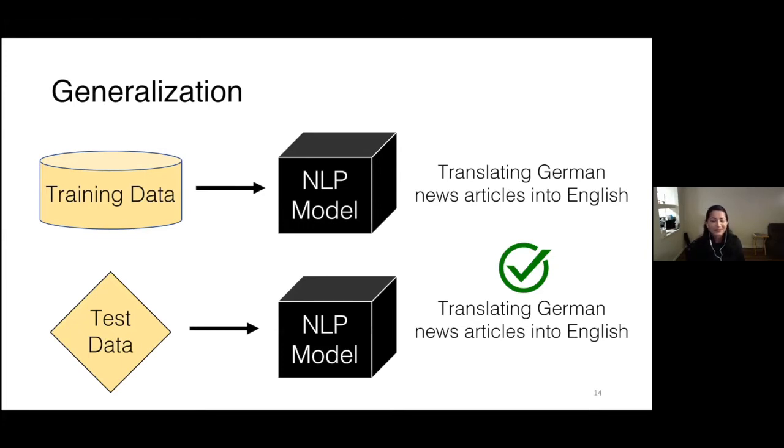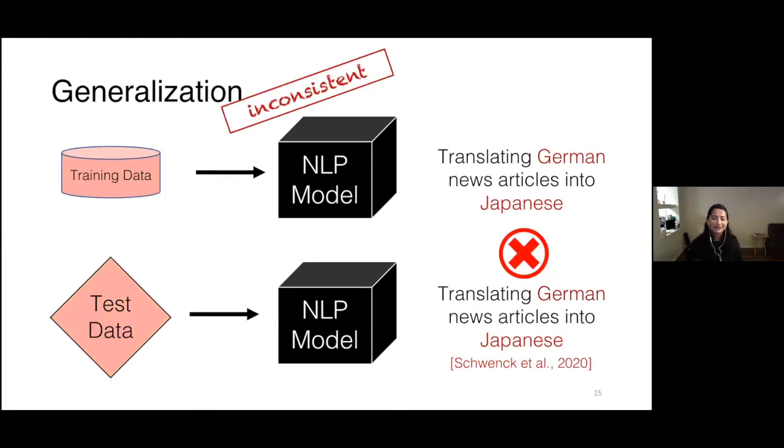In recent years, we found that our models tend to perform quite well in these in-distribution settings. But even in some cases where the train and test data come from the same distribution, the model performance can be inconsistent. For instance, even though our model can seemingly translate German news articles into English, moving to a new language pair can call this ability into question. This shows that we still stand to improve model generalization.